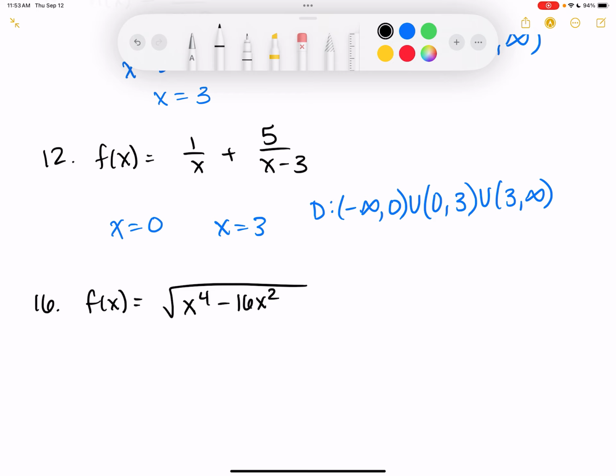Greater than or equal to. Okay? The stuff inside has to be greater than or equal to 0. Okay? 0 is not a problem under a radical, but negative numbers are. So that's why it's got to be greater than or equal to. So I take x to the 4th minus 16x squared, and I set that greater than or equal to 0. Now I need to factor stuff out and solve.